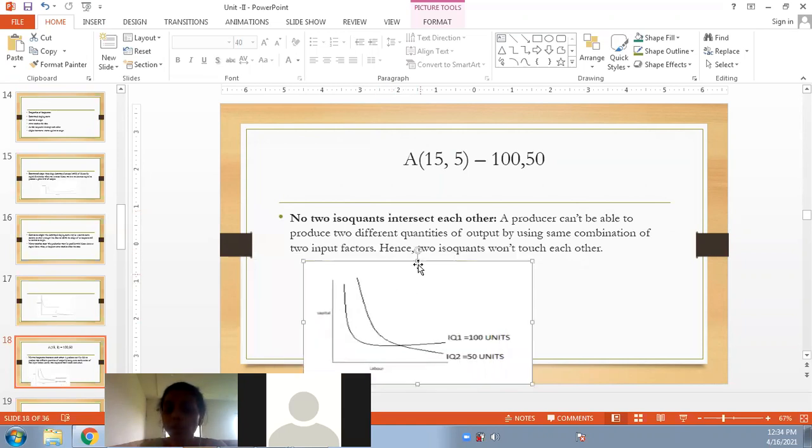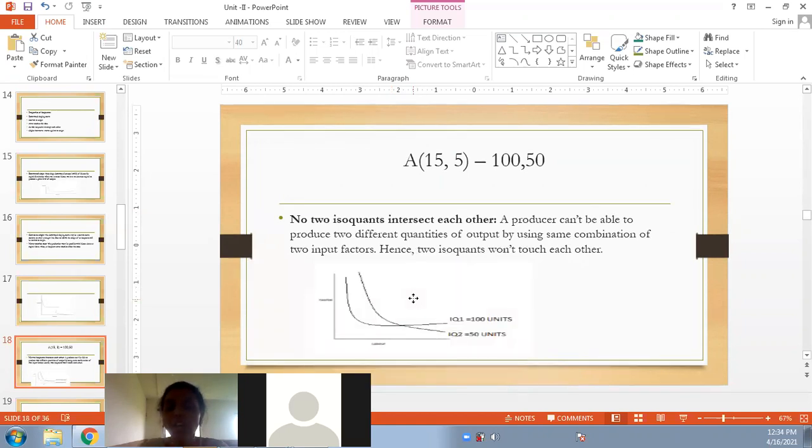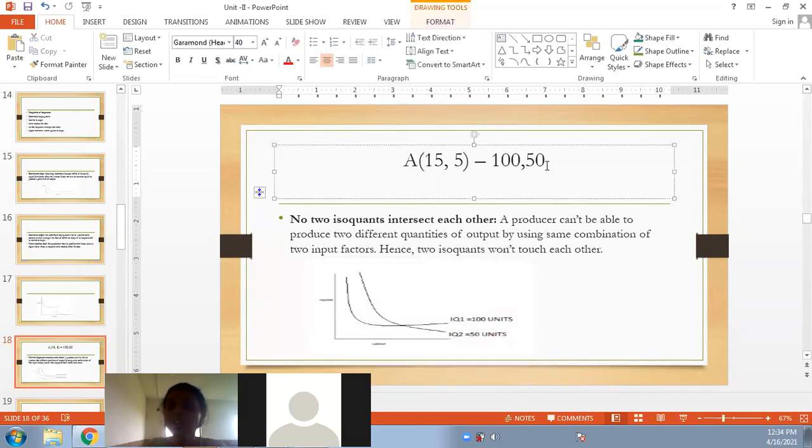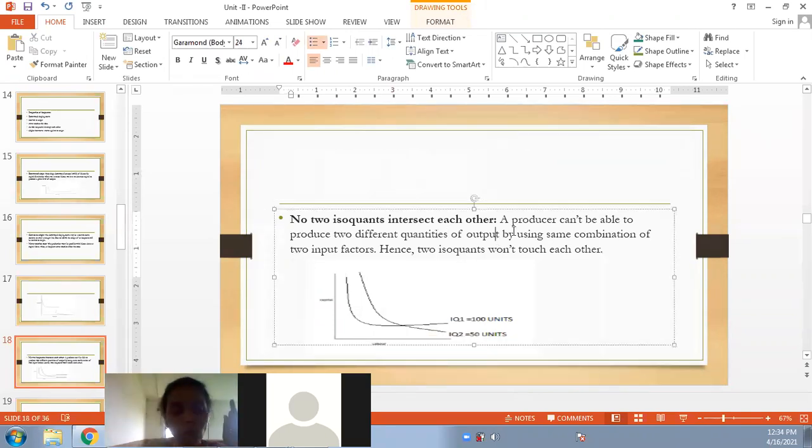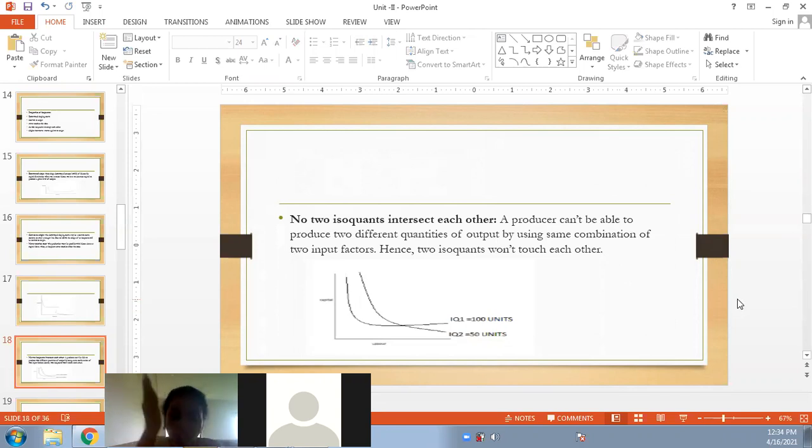In such a case, by using the same combination of input factors, it will never be possible to generate two different quantities of output. Because of that, no two isoquants will intersect each other. A producer can't produce two different quantities of output by using the same combination of two input factors. Just now I said A, 15 and 5, producing 50 units and 100 units. It is never possible. So two isoquants won't touch or intersect each other. Always it will maintain a certain gap.